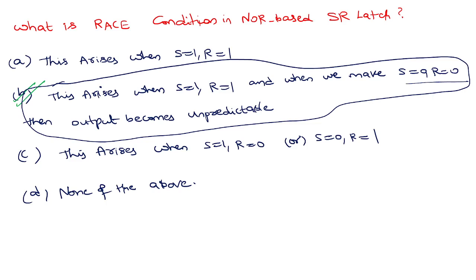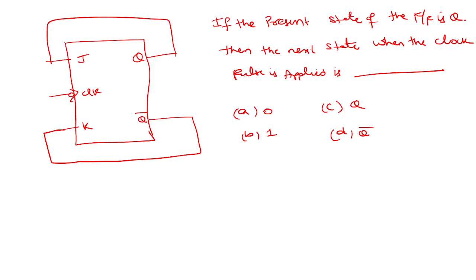Okay. What about this? This is a basic JK flip-flop, and the present state is Q, then the next state is dash. A simple question.